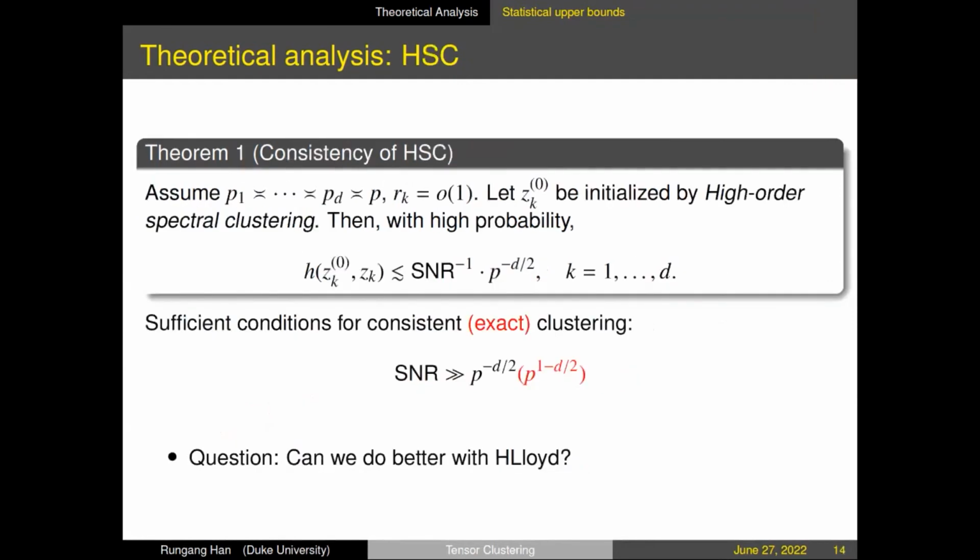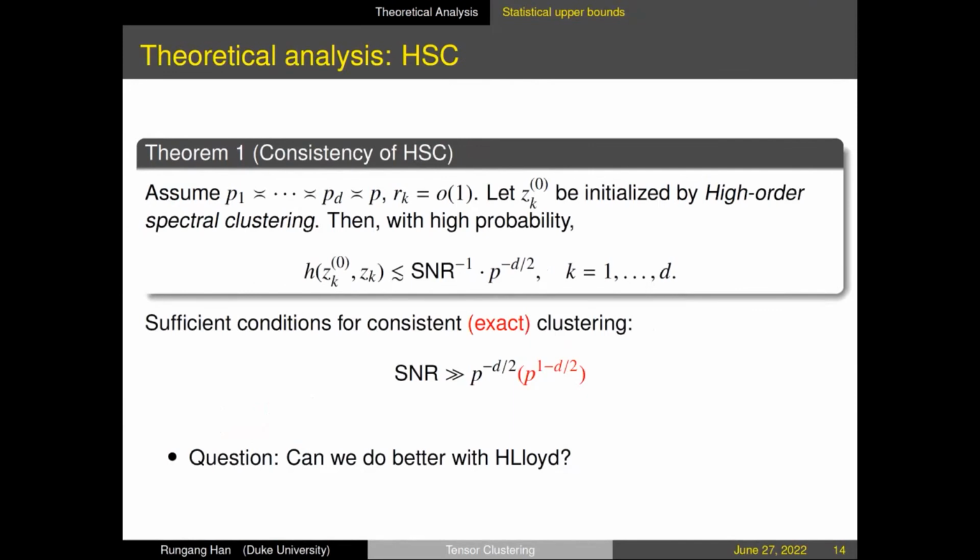I'm just a bit curious, because in the non-tensor setup, in the standard SBM, we know that with the spectral method, for either consistent or exact recovery, you can just run the spectral method, do rounding, and then you get everything. You don't need an additional factor of p. You don't need refinement actually.